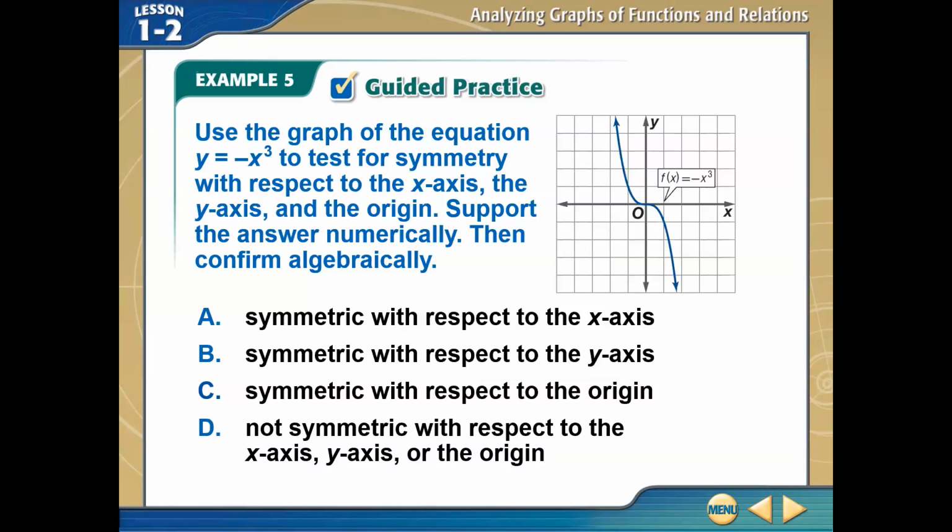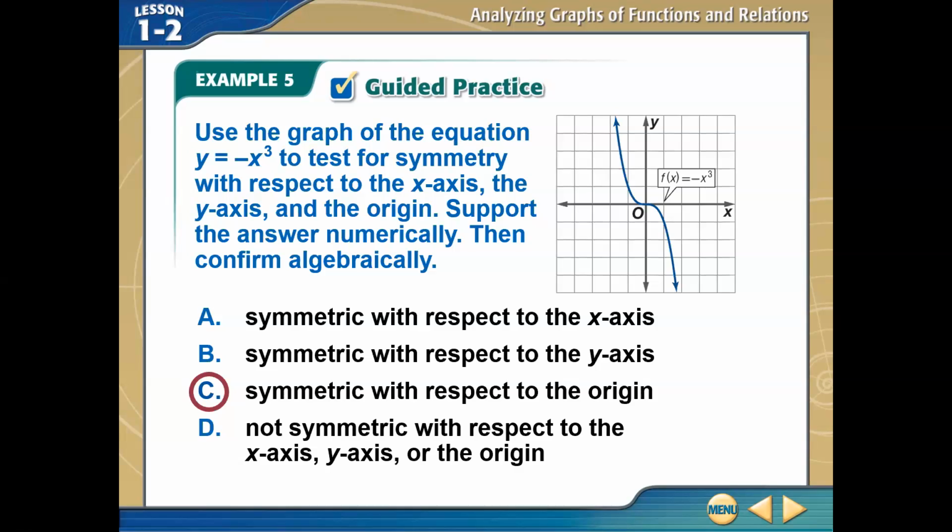Okay, and we want to support this. So I'm going to plug in the points 1 and negative 1. If I plug in negative 1 cubed is negative 1. And then it's an opposite, so it's negative 1, 1, which falls right here. And then if I plug in 1 cubed is 1, and then I have to take the negative, which is right there. So this would be symmetric with respect to the origin.